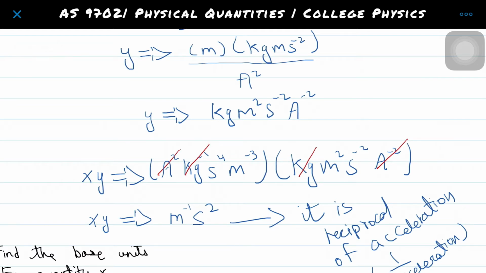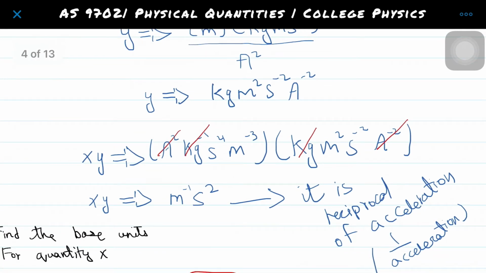We know that the units of acceleration are m s^-2, right? So m^-1 s² is basically the reciprocal of m s^-2. So we know that xy is the reciprocal of acceleration. In this way, we'll be able to solve questions like these.